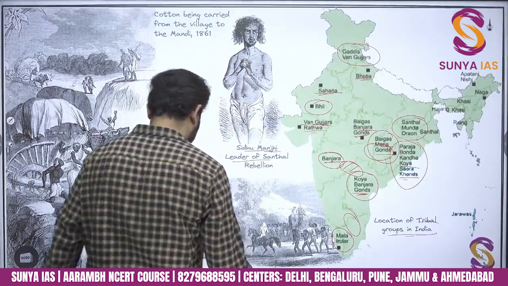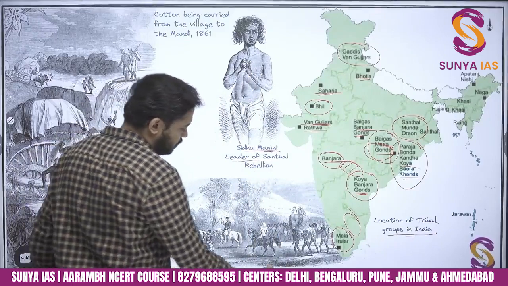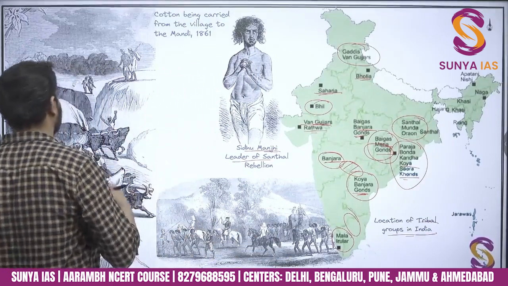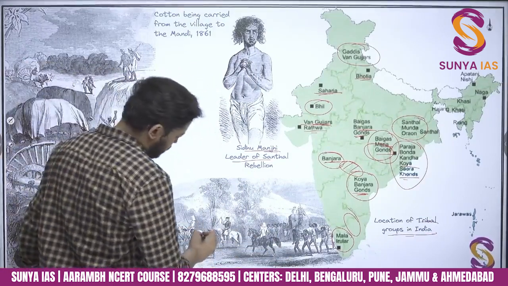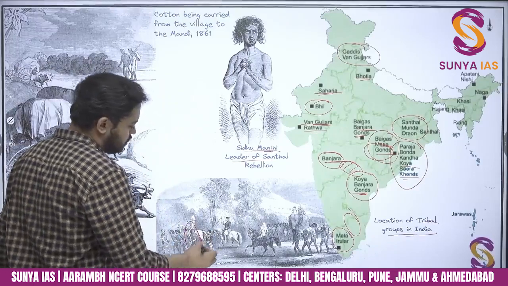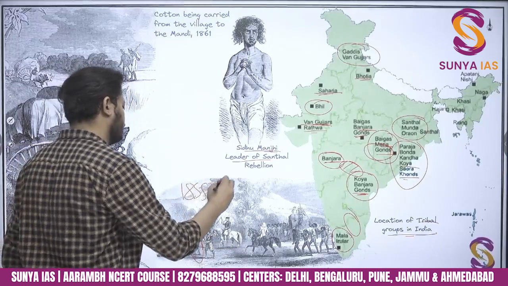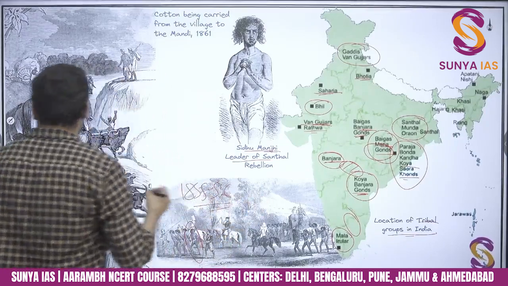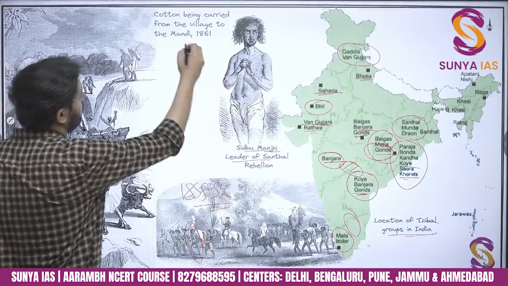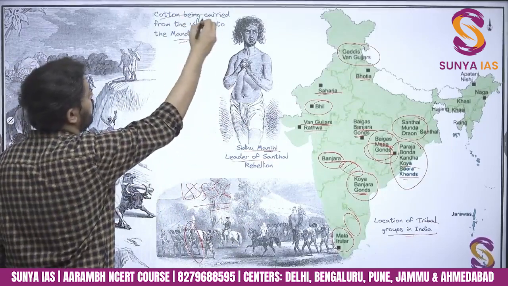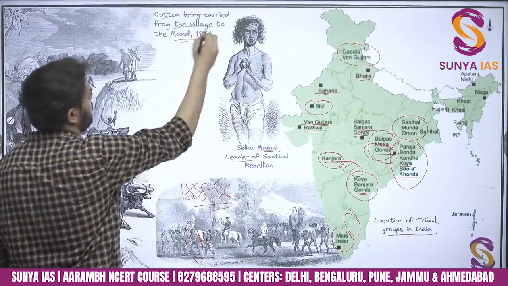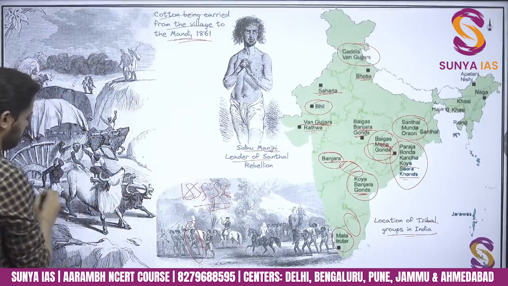Now, Santhal prisoners. Again, these are just pictures. These are Santhal tribals who were taken as prisoners by the Britishers after they lost in 1855-1856. This is a picture from 1861 when cotton was taken from a village to the mandi.